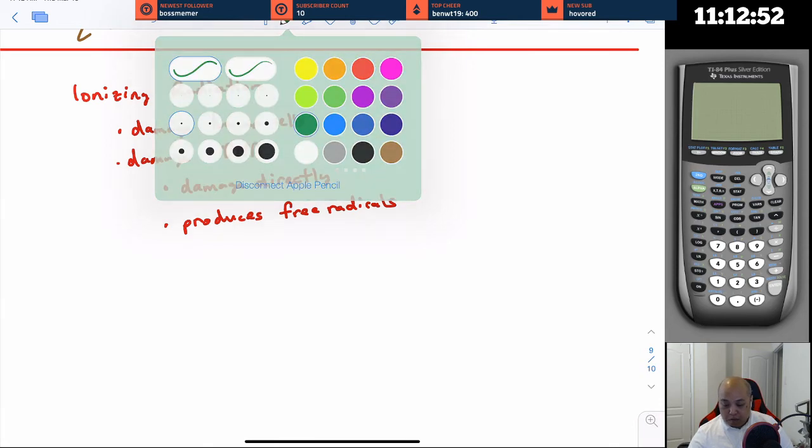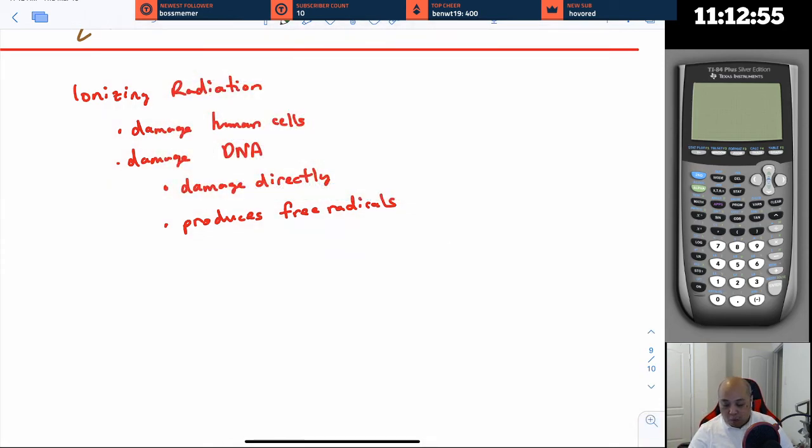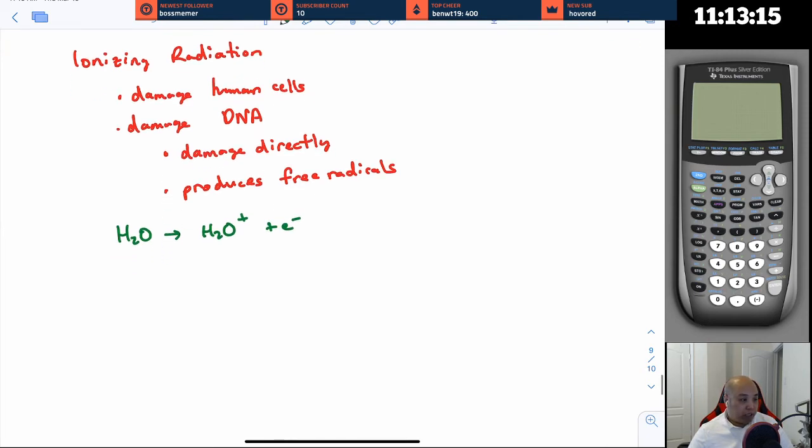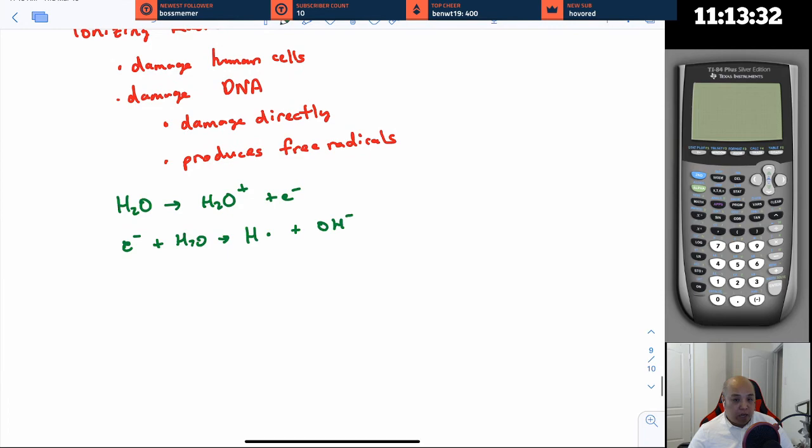Now, one of the issues is that water is one of the most abundant species in our body. And what can happen is that with water, it can be ionized from the radiation. Okay. And that's a positively charged H2O. And then that electron can react with another H2O to produce an H free radical and an OH minus.